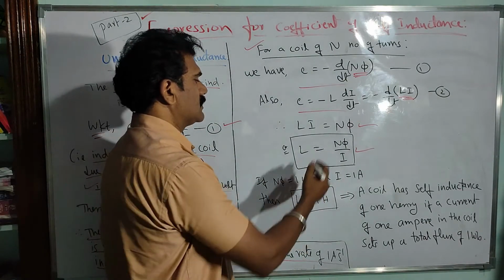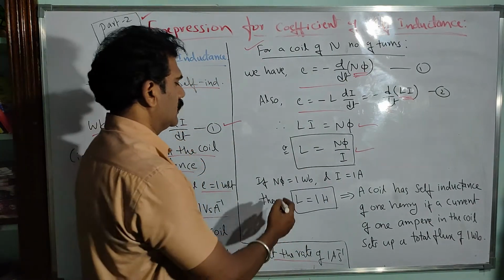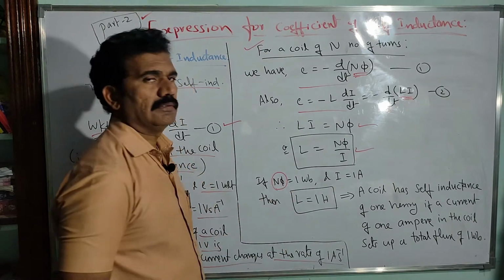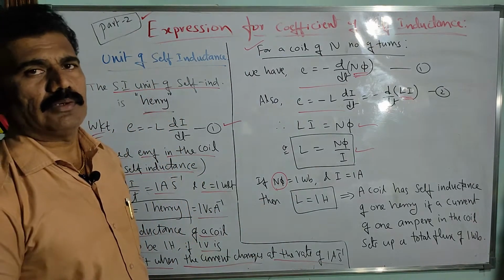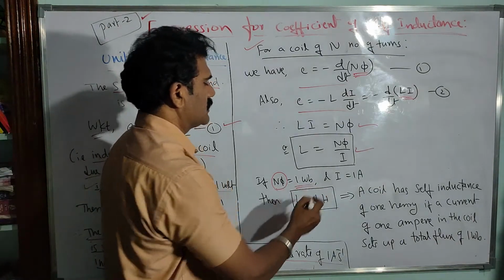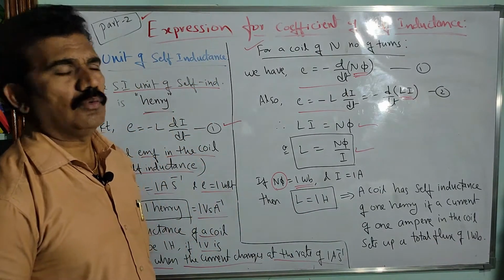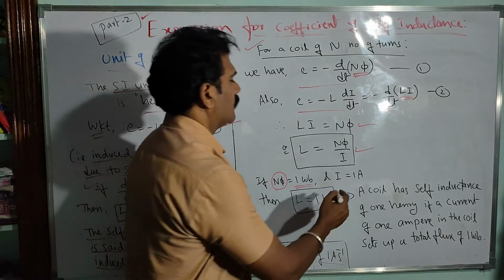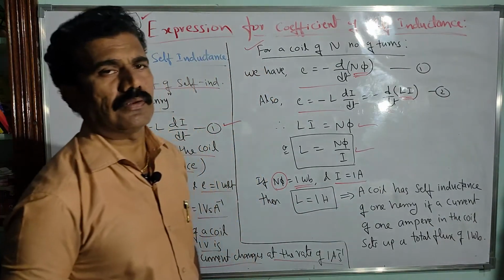Now consider this equation where we take the value of n phi, magnetic flux multiplied by the total number of turns, the total magnetic flux it is called, that is measured in Weber. Let us say n phi is equal to 1 Weber, then the flow of current is equal to 1 ampere in the circuit.